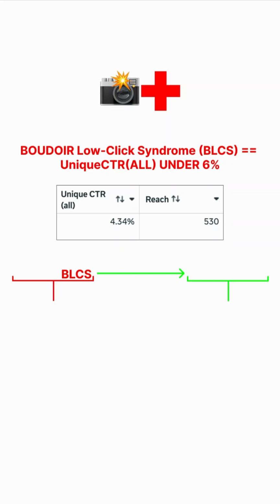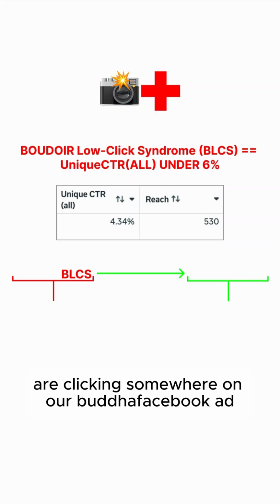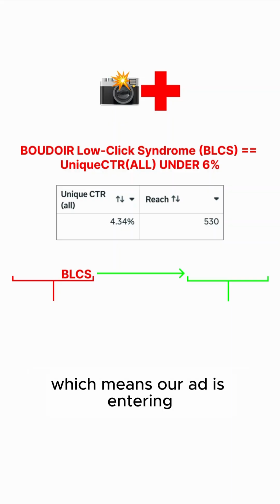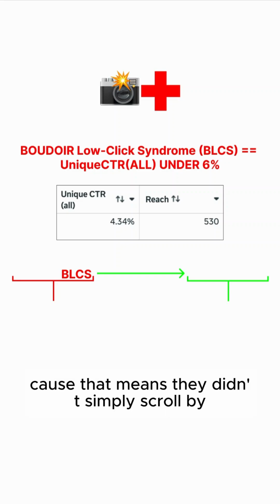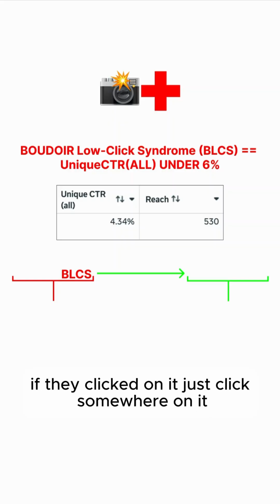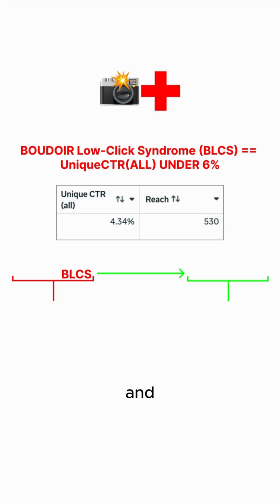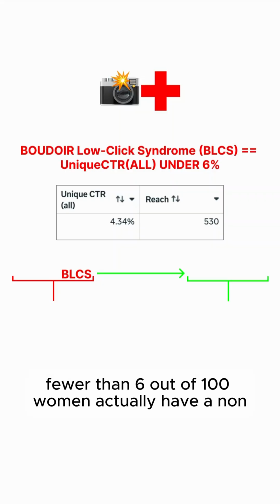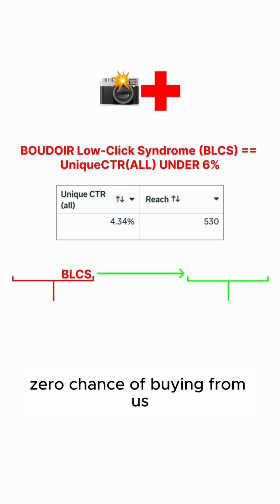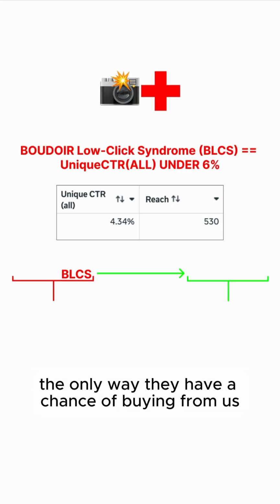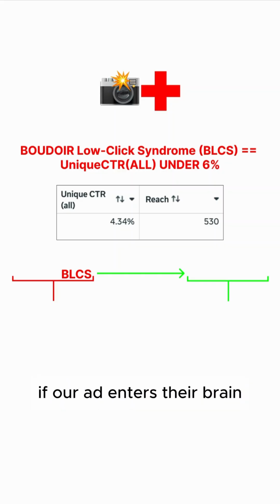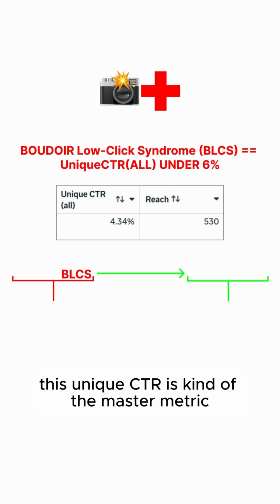So it means fewer than 6 out of every 100 women are clicking somewhere on our Boudoir Facebook ad, which means our ad is entering fewer than 6 out of 100 women's brains, because if they clicked on it, they didn't simply scroll by. And that means fewer than 6 out of every 100 women actually have a non-zero chance of buying from us, because the only way they have a chance of buying from us is if our ad enters their brain. So unique CTR is kind of the master metric, the leading metric.